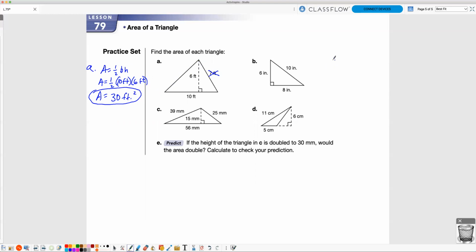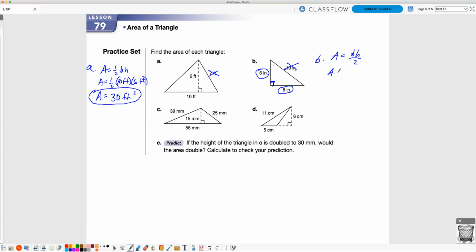Letter B. Again, the area equals 1/2 base times height. You could also say base times height divided by 2. So let's just use that formula for this one. So for letter B, I see that this is a 90-degree angle right here. That means I need to use this value and this value for the base and the height. The 10 inches is out the door. We don't need to use it to find the area of the triangle.